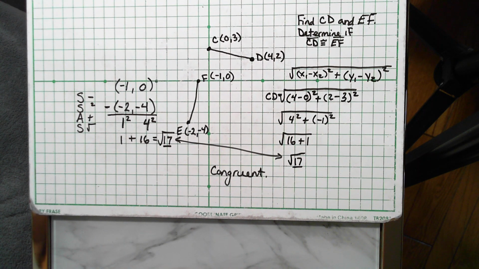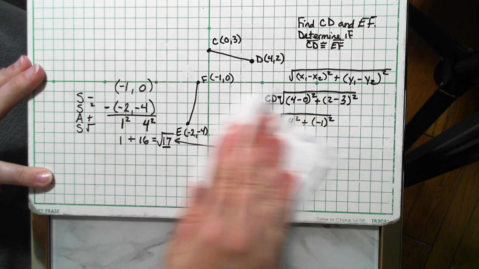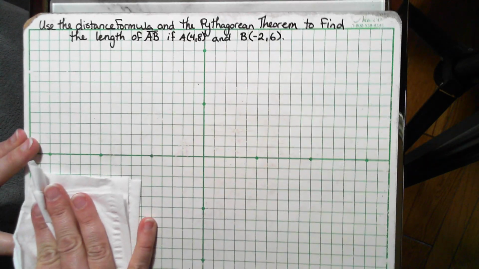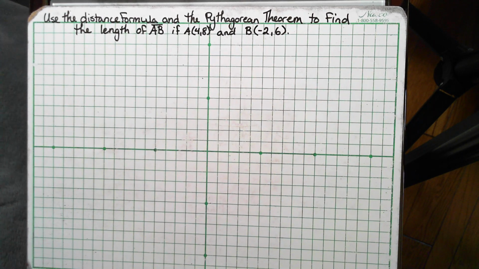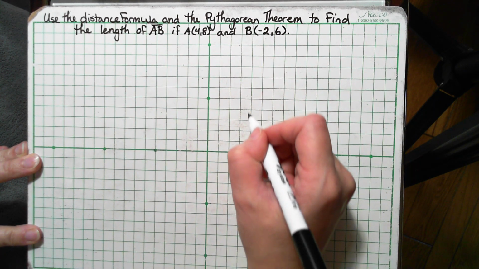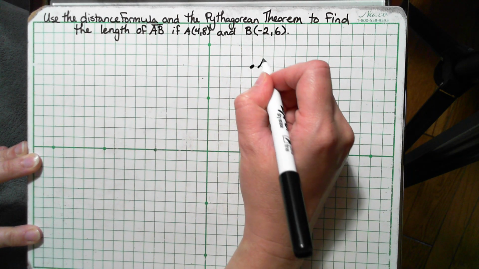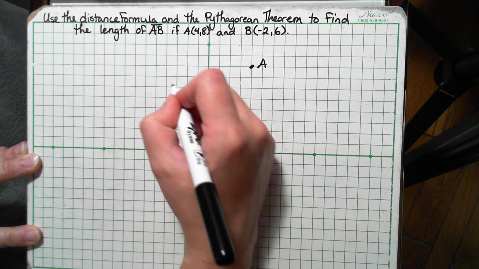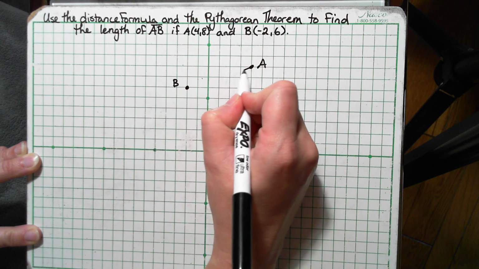Okay. Now, the next type of question, they said, use the distance formula and the Pythagorean theorem to find the length of AB if A is 4, 8 and B is -2, 6. Okay, so this was like number 18 through 20 on your homework. We should graph these. A is 4, 8, right here. B is -2, 6 right there. And I will connect them.